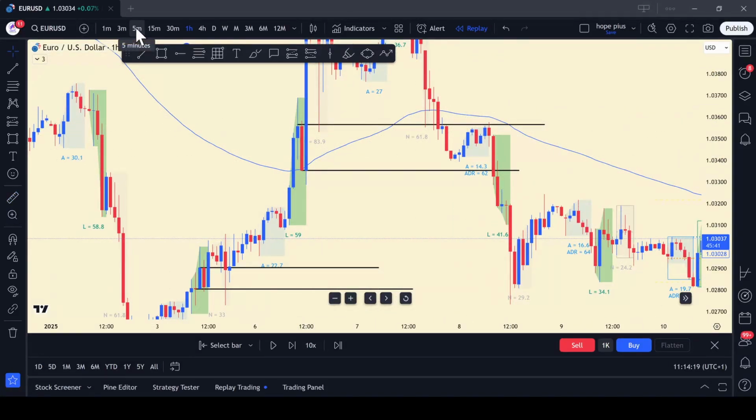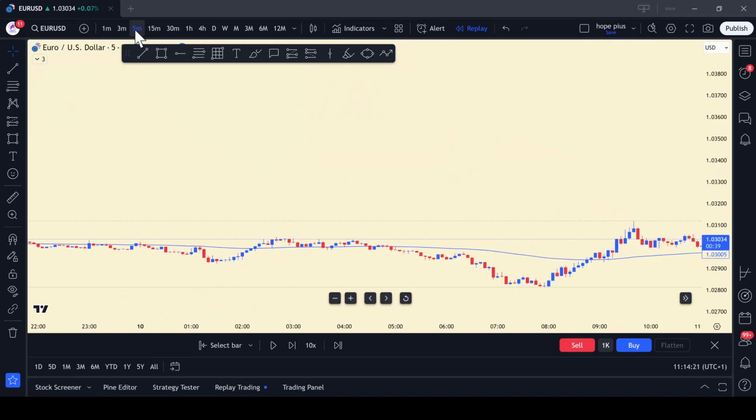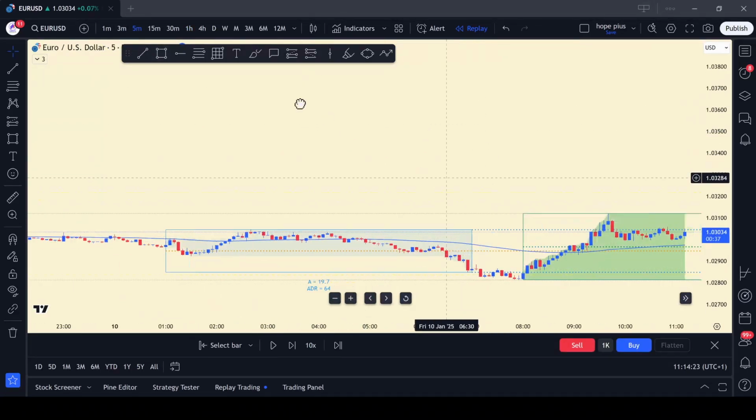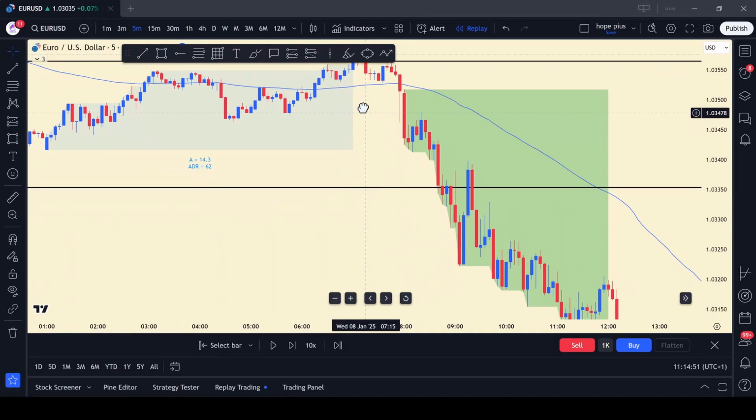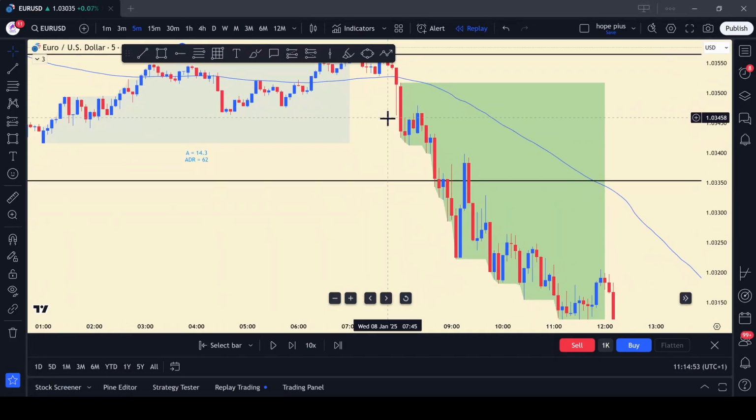So let's go back to the 5 minute and see how it played out. When the Asian session finished, the London session had not started yet. It started by this time based on this setting. You can tweak it. Maybe you want your London session to start by 7, then you could have gotten an entry. But I'm using the default settings on that FXN Asian session.